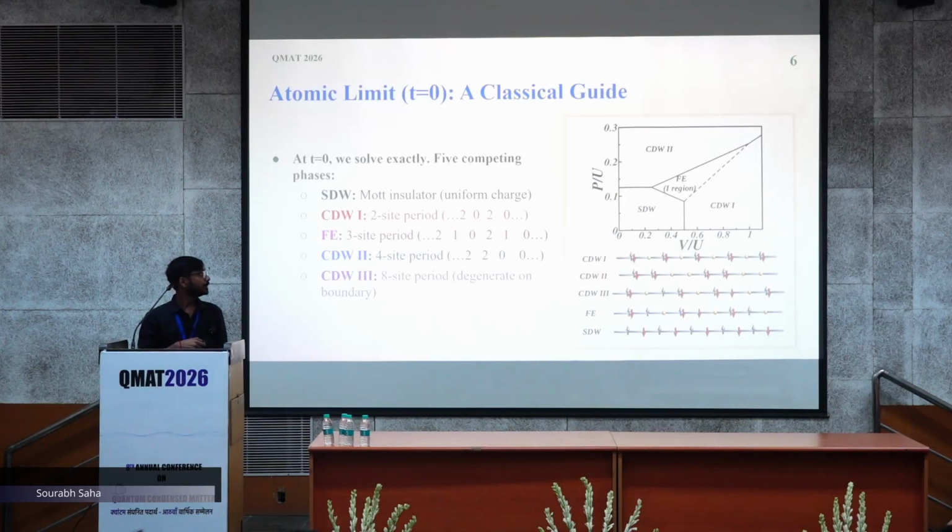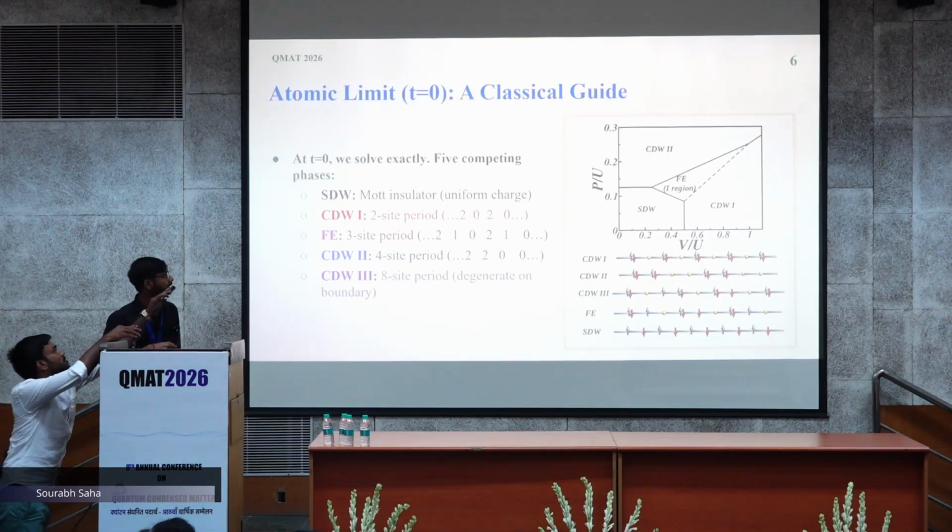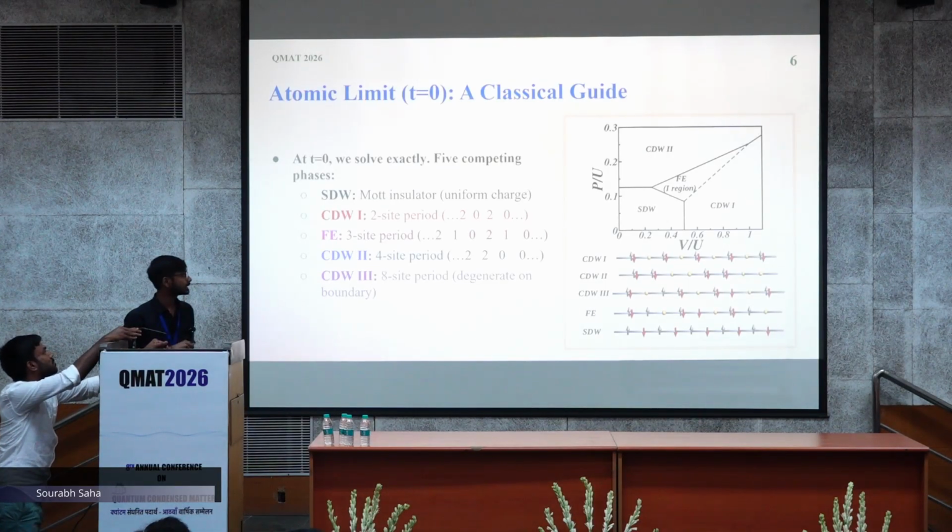So to build the intuition of the system, we start with the atomic limit. We can solve everything exactly by comparing the energies between different charge configurations, and you can see we have obtained a rich classical phase diagram. We have the spin density wave phase, which is nothing but a Mott insulator phase. We have a two-site or four-site periodic charge order state, which we call the charge density wave 1 and charge density wave 2 phases. And we also have the three-site periodic charge pattern, which we call the ferroelectric phase. It also breaks the inversion symmetry of the system.